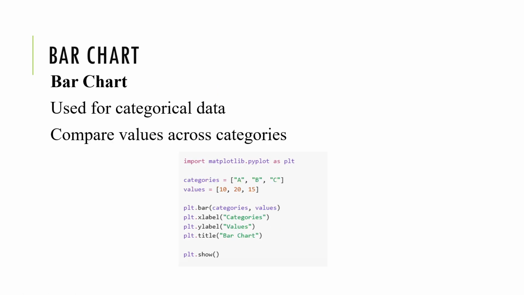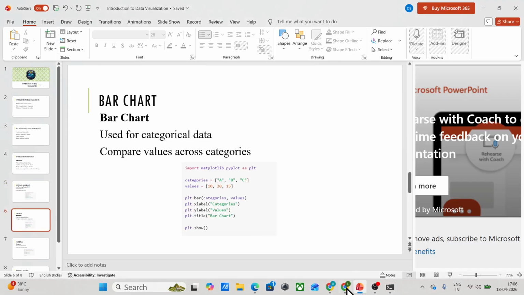Then similarly we have bar charts. Bar charts are used when we want to compare values across different categories. So here similarly you will write the code. In categories you can take A, B, C with the corresponding values, that is 10, 20 and 15. I can plot and show you this. So I will do a bar plot.